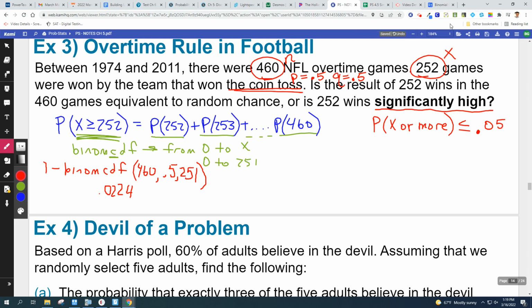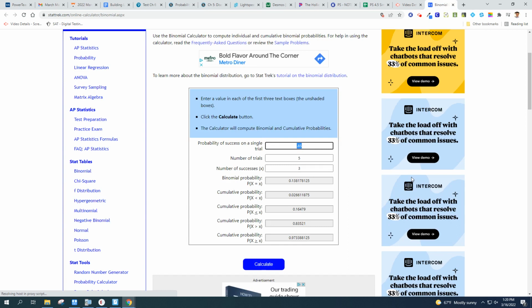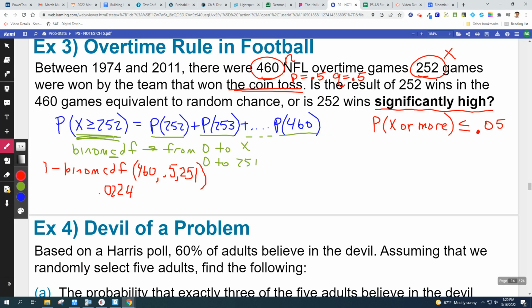Probably the faster way to do it is to go to this site and just say, all right, probability of success is 0.5, number of trials 460, and number of successes 252. That's the number that I'm looking at. I calculate that and understand that we want greater than or equal to that number. So here's our number right here, 0.0224. There it is. I like this site a lot. I like the TI a lot too, but it's probably faster to use the website.